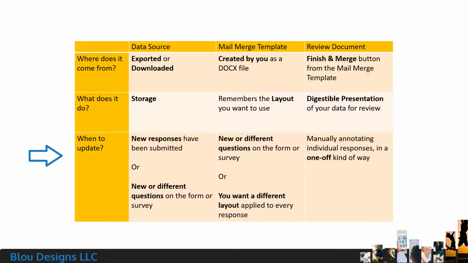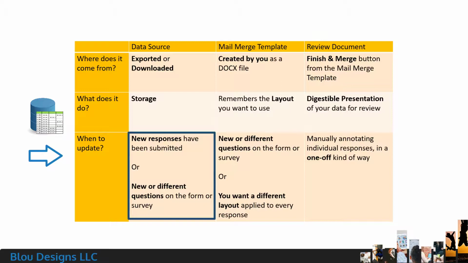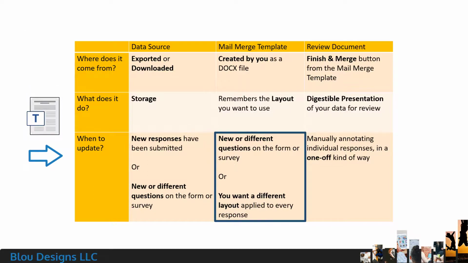So, once you've downloaded the data source and designed your perfect layout, do you ever need to update these files again? Probably. In the case of your data source, you'll need to export and download a new version of the data when you have a new response that you need to do something with, or when the questions you use on the form or survey have changed to collect new or different data. In the case of your mail merge template, again, when the questions you use on the form or survey have changed to collect new or different data, meaning that the columns and the column names might have changed in your CSV data source, you'll need to update the template to reflect those changes.